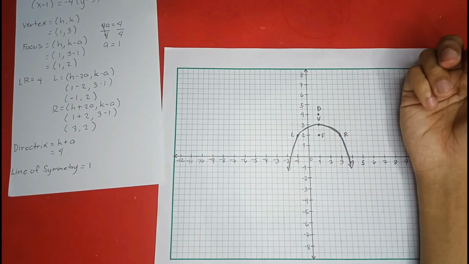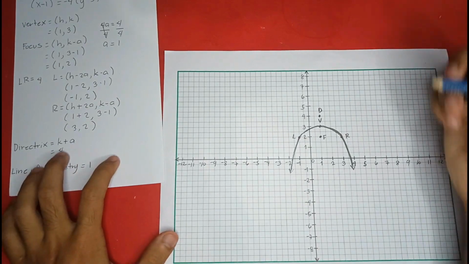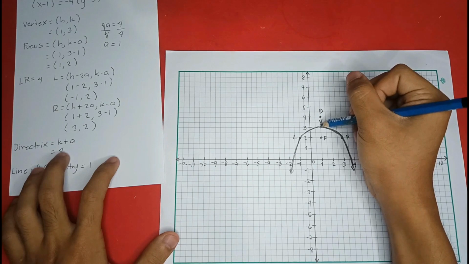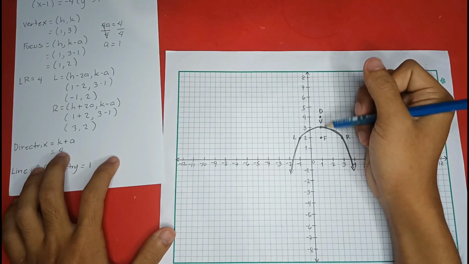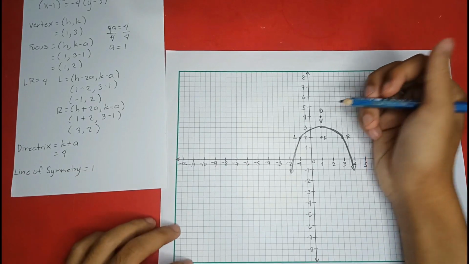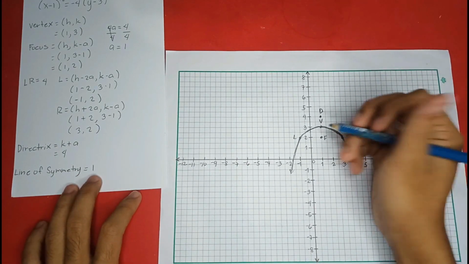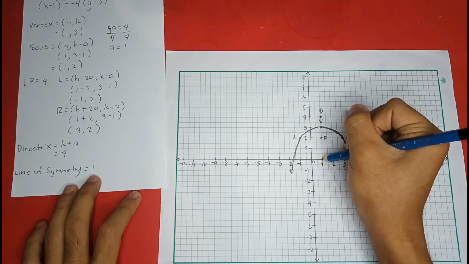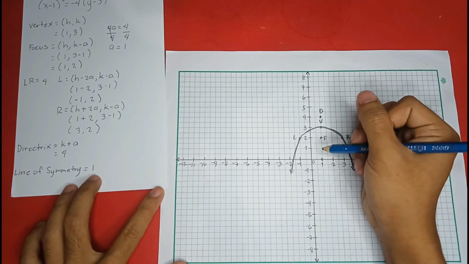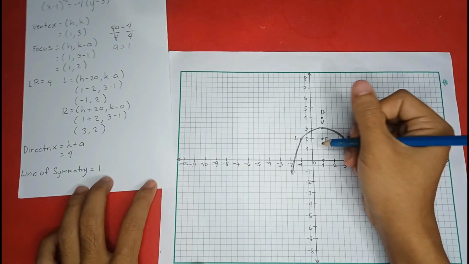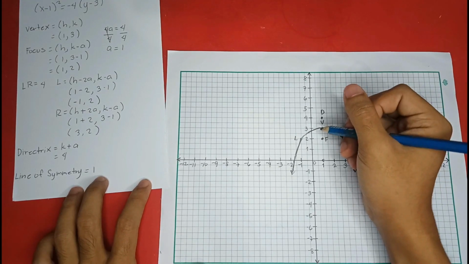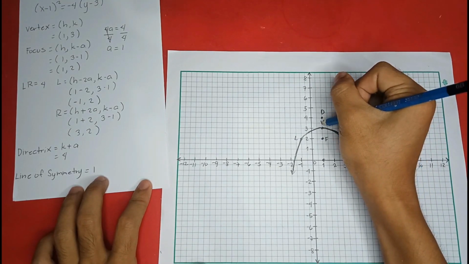We always remember that the directrix and focus are the same distance from the vertex. And the last is the line of symmetry. Our line of symmetry is x = 1, the line that passes through the vertex and focus. Now we will draw the line of symmetry passing through the vertex and focus.